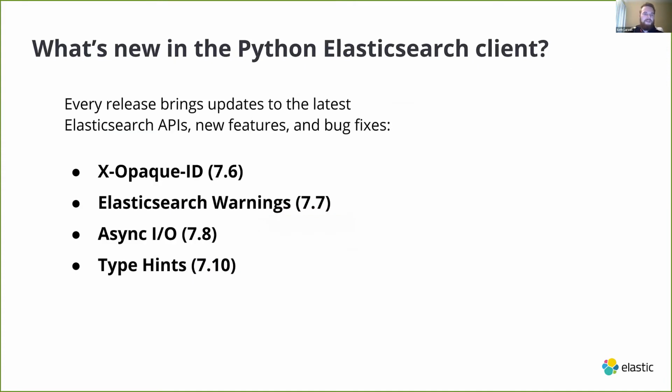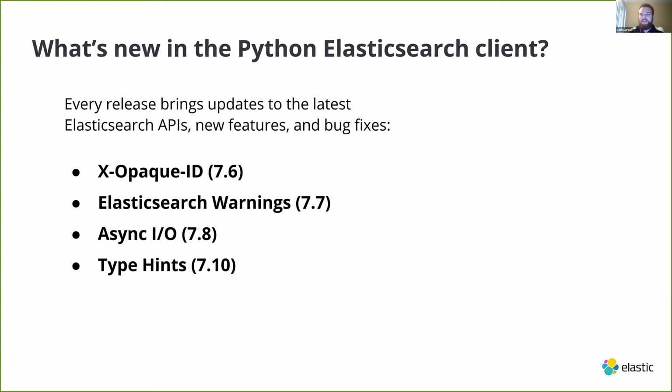Okay, so what's been happening in the Python Elasticsearch client? We typically make a release every time that Elasticsearch makes a release, adding the new APIs that have been added. So on the same day that you would be able to upgrade to the latest Elasticsearch, you'd be able to just upgrade your Elasticsearch Python client and use those new APIs. We want to make sure that that experience is really seamless.